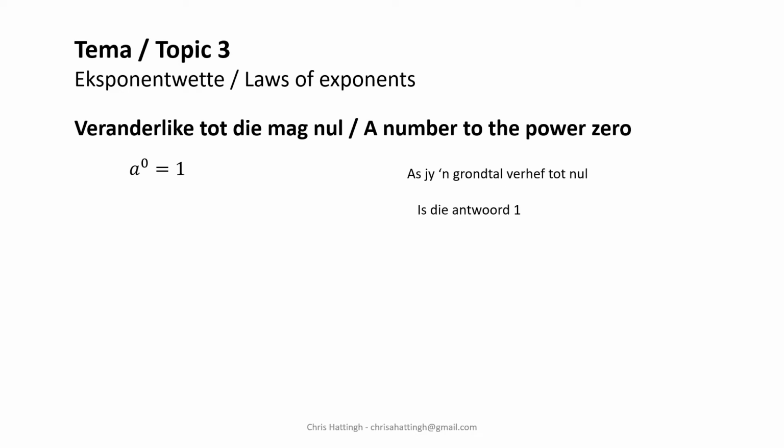A number to the power of 0 will always be 1. Does not matter what the base is, the answer will be 1. So if you get 2 to the power of 0, the answer is 1. If you get 7 to the power of 0, the answer will be 1.